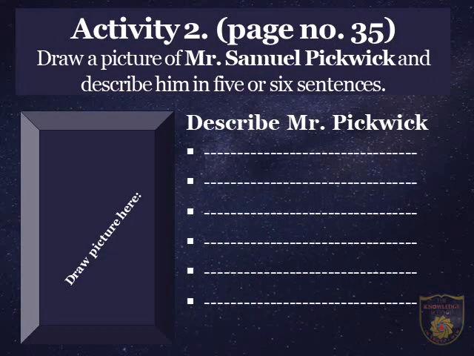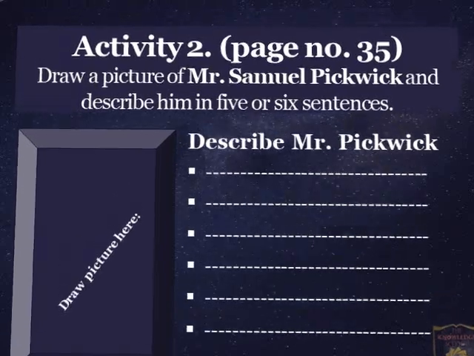The next question is to draw a picture of Mr. Samuel Pickwick, and you are given a space in your Broadway book. You have to draw his picture, and beside the picture you have to write something about his character. When you write the character sketch of Mr. Pickwick, you can use 5 to 6 lines out of your character sketch and write them beside the picture of Mr. Pickwick, and the picture will be drawn, and then you will learn these exercise questions. You will write the character sketch.